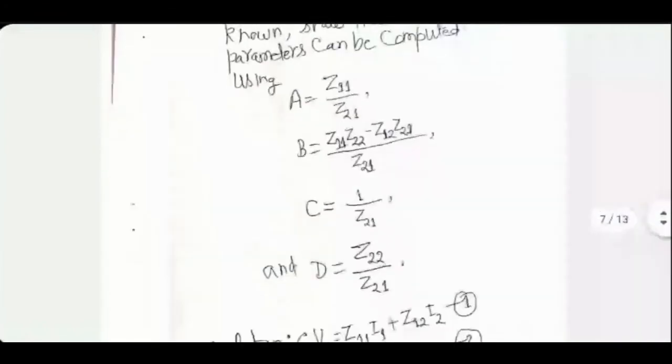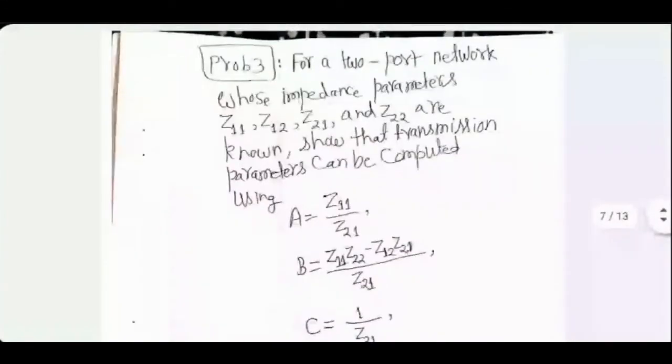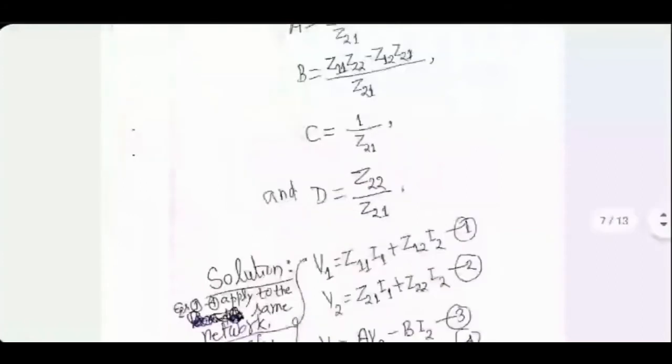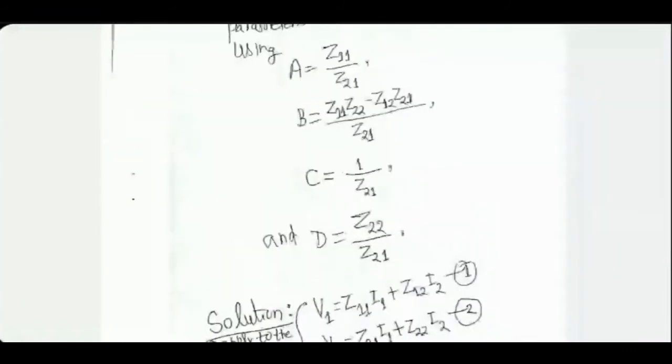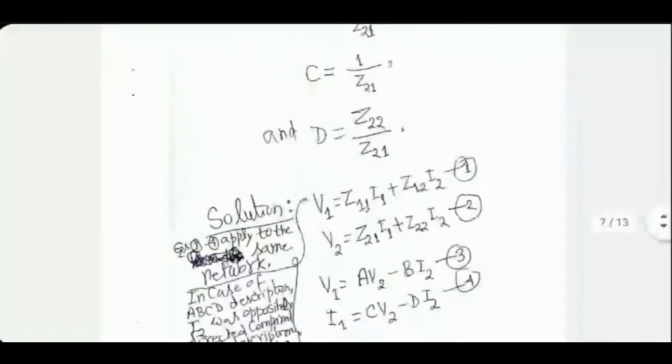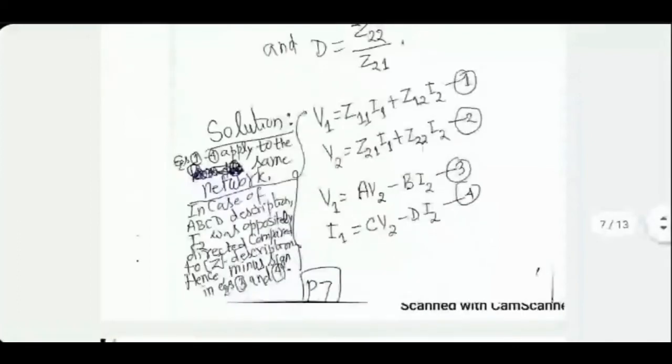Now conversion formulas. For a two-port network whose impedance parameters are known, show that transmission parameters are given by these equations. I've proven it by doing the basic substitutions again. For Z parameters, for the same network, I write equation 1 and 2. For ABCD parameters, I write equation 3 and 4. And please be careful here.